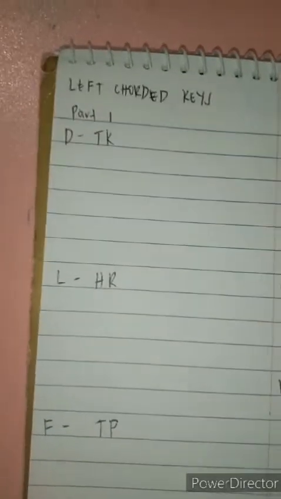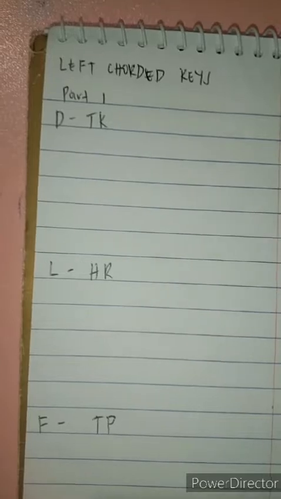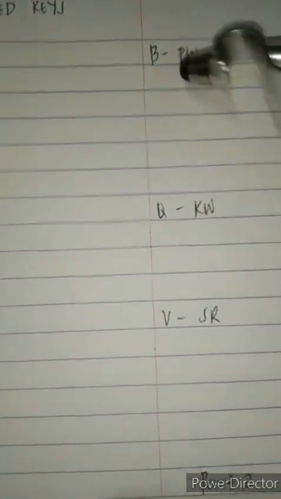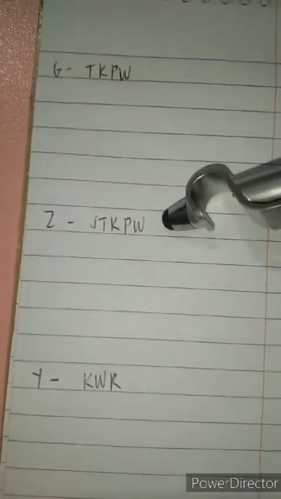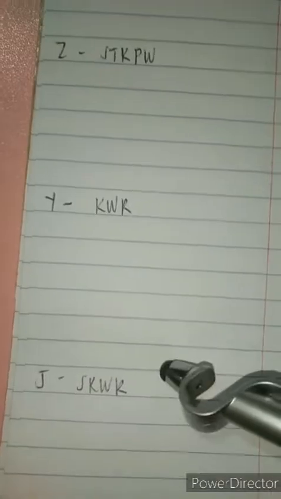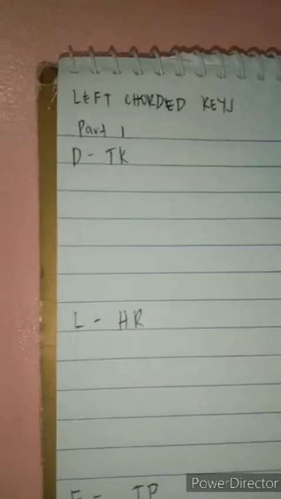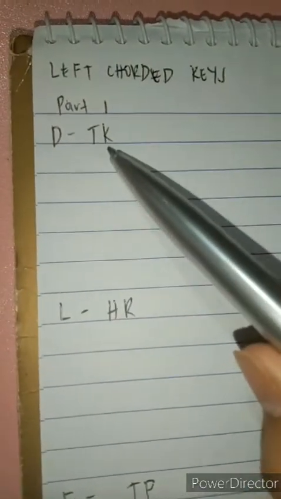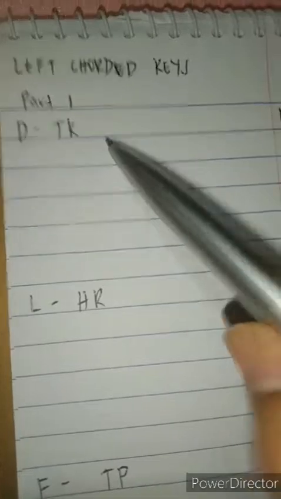Hello, I am Abegail Calicoy and now I will tackle the next topic which is the left chorded keys. So here in the left chorded keys, these are the missing letters in the steno machine like letter D, L, F, M, B, Q, V, N, and G, Z, Y, and J. So, we start with part 1. Start with the letter D. The letter D is represented by the letters T and K.